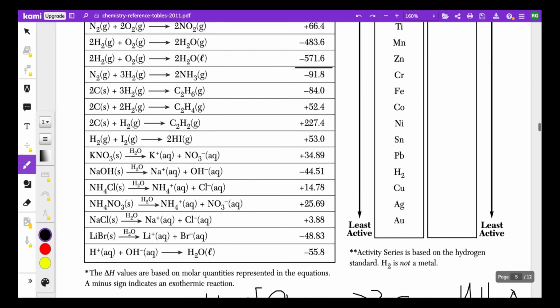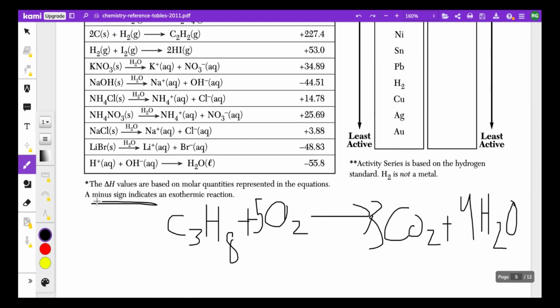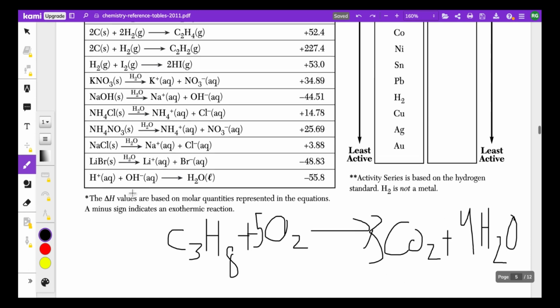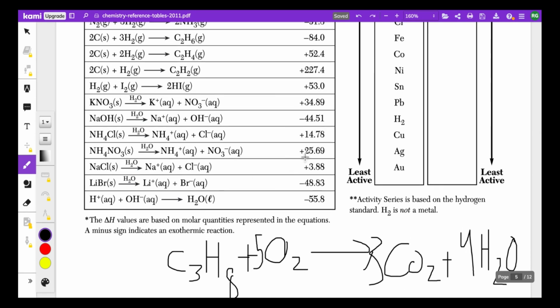And the way you know that something's releasing energy is a minus sign. If you have a minus sign, you're releasing energy. Well, if you have a positive sign, you're absorbing energy.